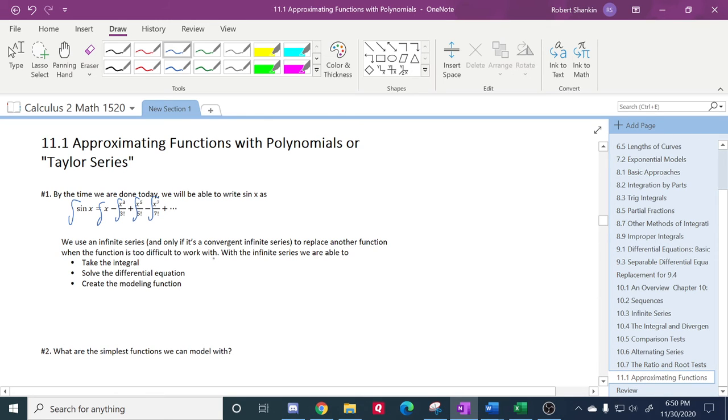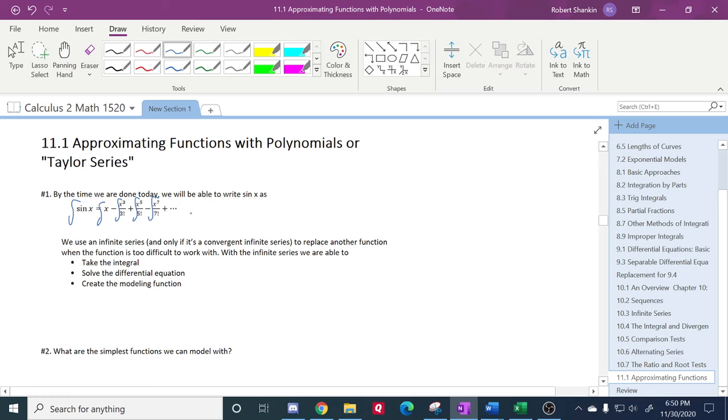And when you try to create the function, it's too complicated. You can't create a modeling function. But we are able, in some cases, to create the infinite series for the function. And so this is what we wind up doing when we get pretty difficult problems: we jump to infinite series.